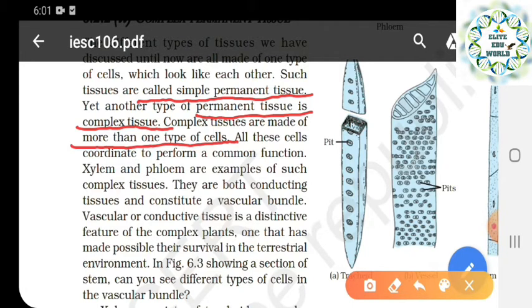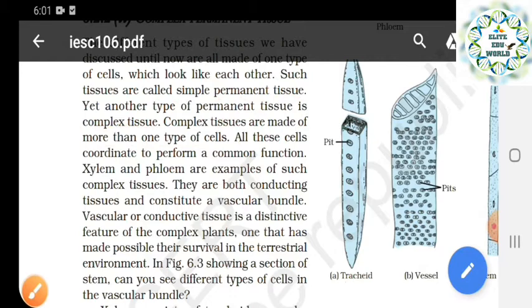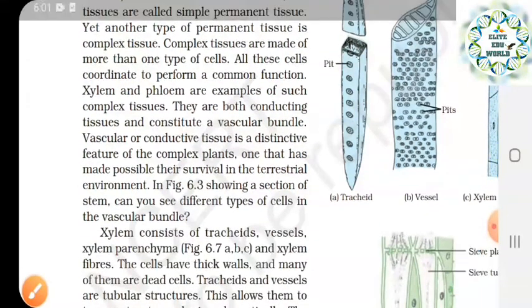So all these cells coordinate to perform a common function. Now we are saying it has more than one type of cell, so all the different cells coordinate to perform a common function. They are working together to perform one function. That is why it is called a complex type of tissue.